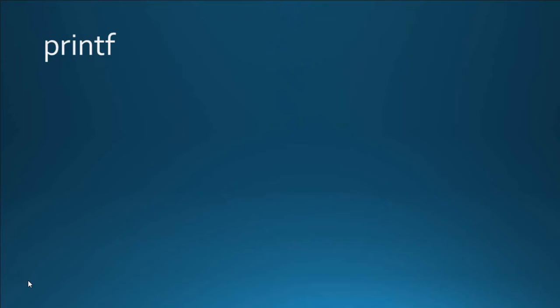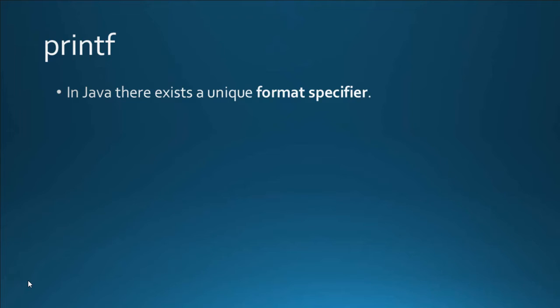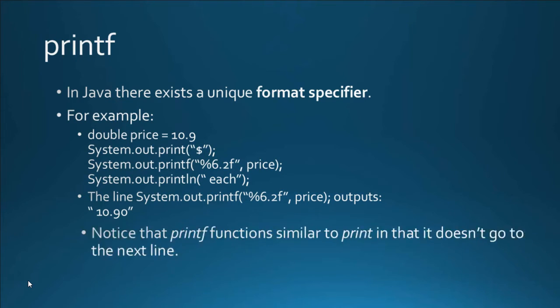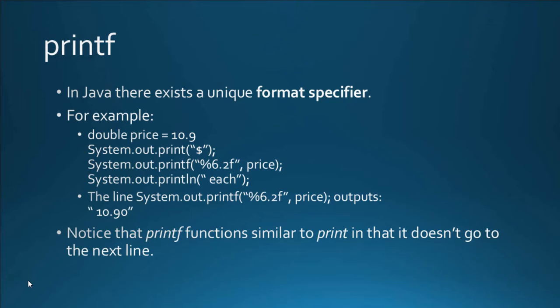So first thing we're going to talk about is the printf function. In Java, there exists a unique format specifier. All right, so let's look at this. double price = 10.9; System.out.print("$"); System.out.printf("%6.2f", price); System.out.println(). The line System.out.printf with %6.2f and price outputs, for our final thing, 10.90. Notice that printf functions similarly to print in that it does not go to the next line.